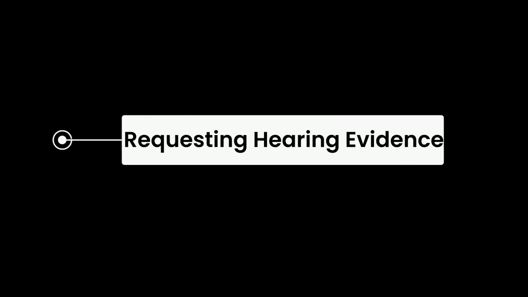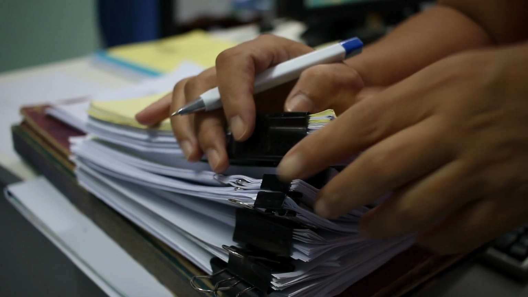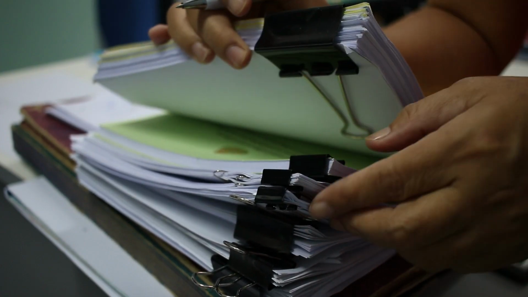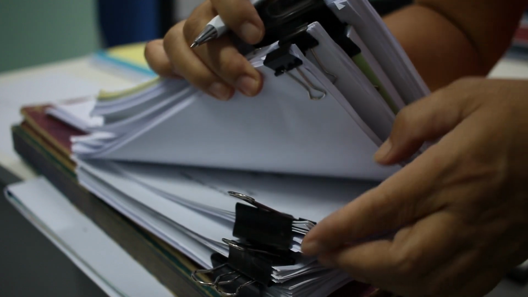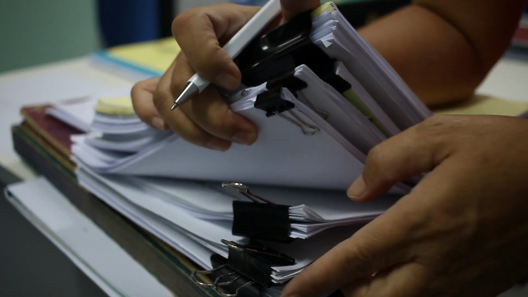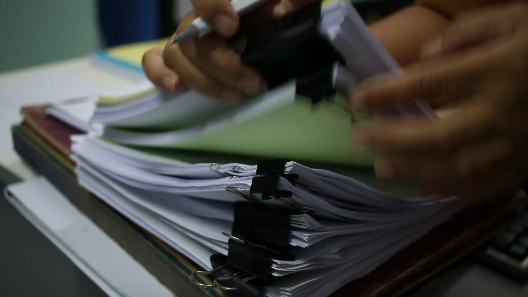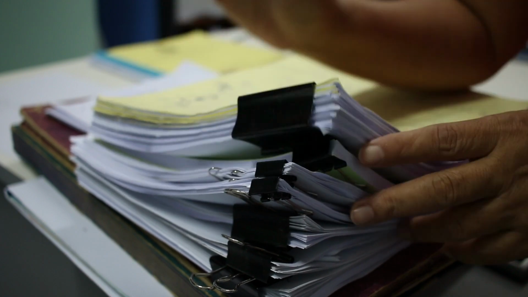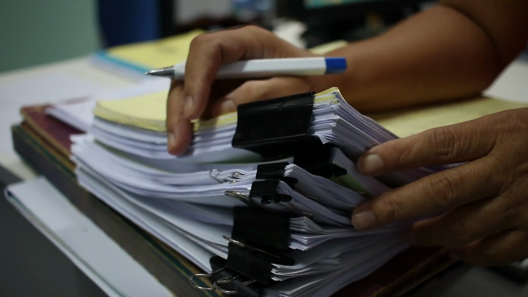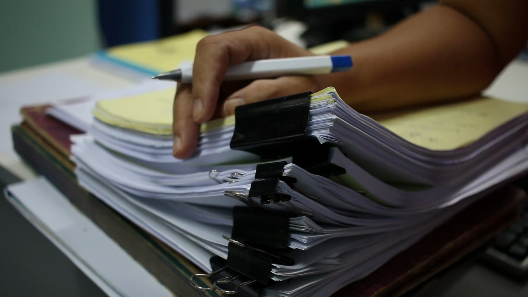Step 2. Requesting the hearing evidence package. After filing your appeal, the next step is to request the hearing evidence package from your appraisal district. This package contains valuable information that the appraisal district will use to justify their valuation of your property. Interestingly, this same information can often be used to argue for a reduction in your property taxes.